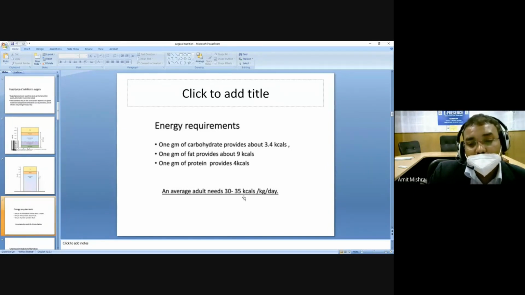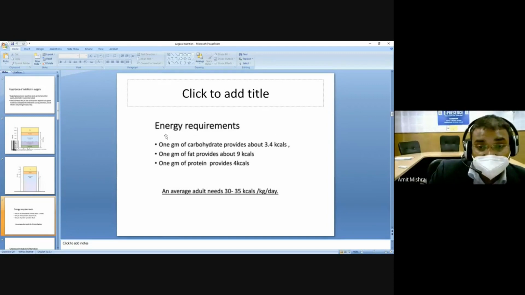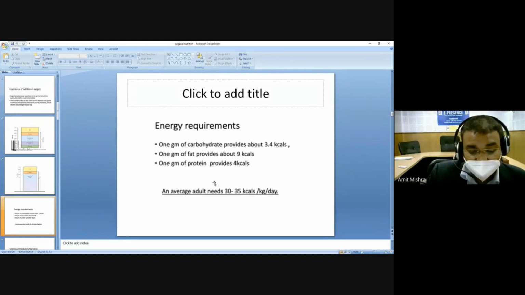So if a 70 kg person is there, the daily caloric requirement is almost 2100 kilocalories per day. That's a very important parameter because caloric intake is as important as protein intake. So caloric intake has to be calculated by how much carbohydrate, how much fat, and how much protein has to be given.